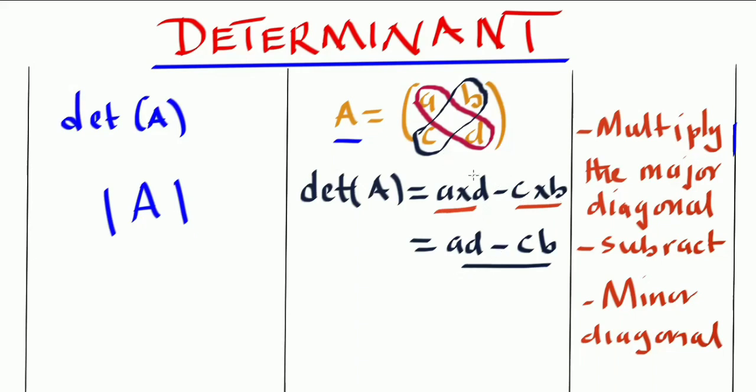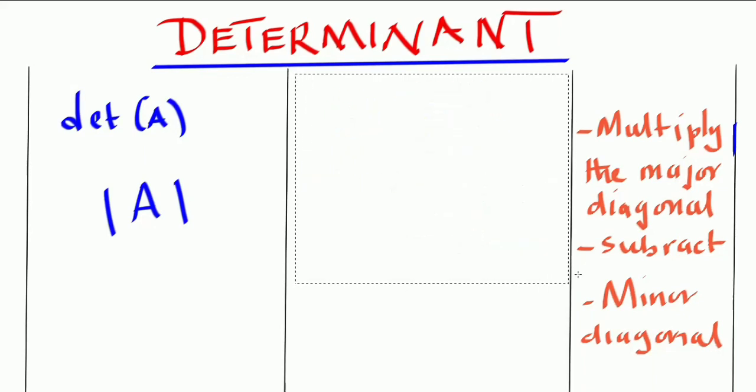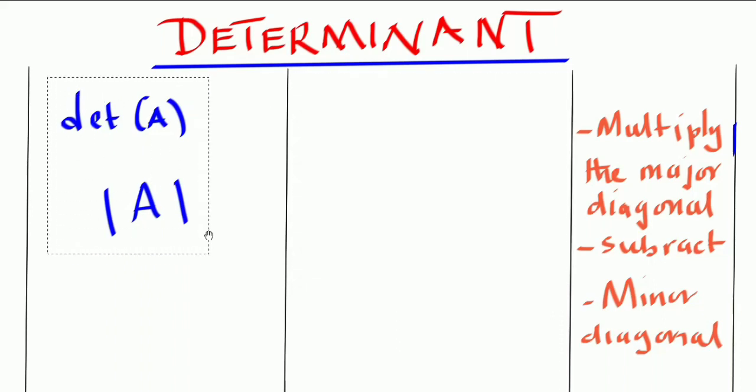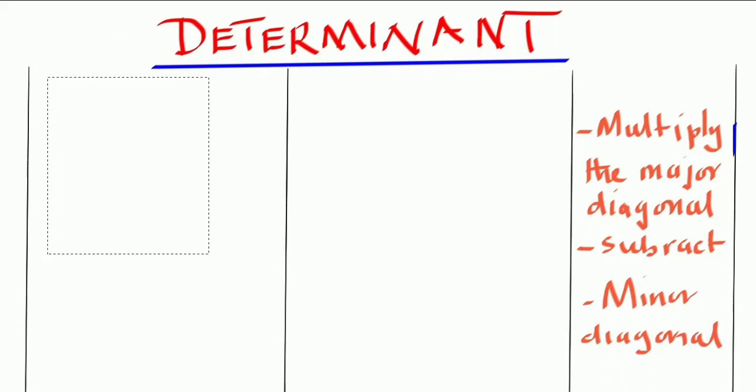Now let's do some examples and see if we are able to apply this idea, where we multiply the major diagonal minus the multiplication over the minor diagonal. Let me just clean up so that we remain with some space. All right, so we shall call this example 1.